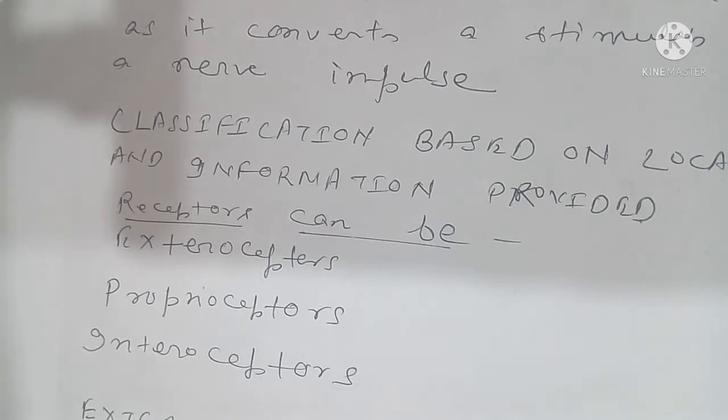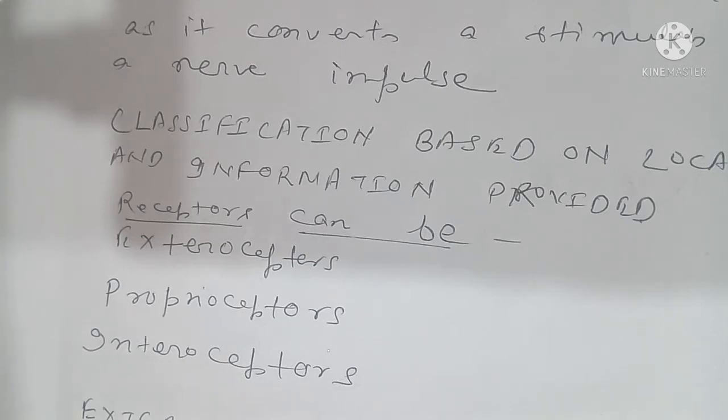Exteroceptors, proprioceptors, and interoceptors. Exteroceptors are located at or near the external surface of the body, thus providing information about the external environment. That is called the exteroceptor. These receptors are concerned with sensations such as pain, touch, temperature, and pressure. These are the exteroceptors, that is, the cutaneous receptors.